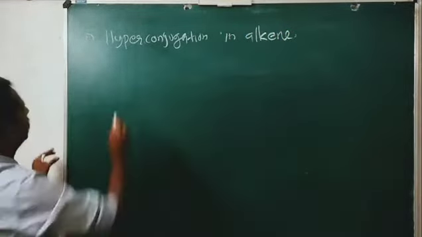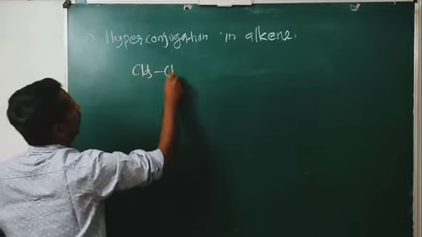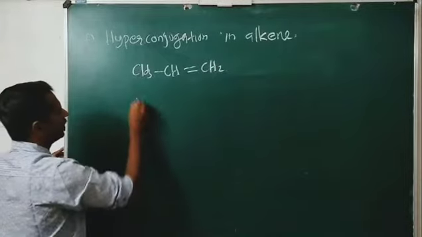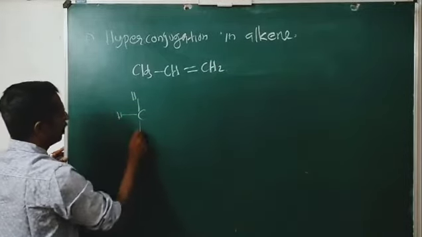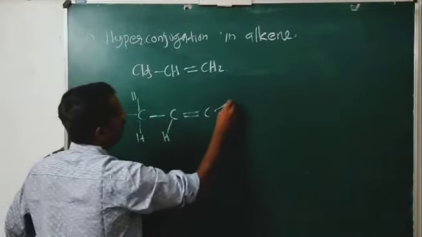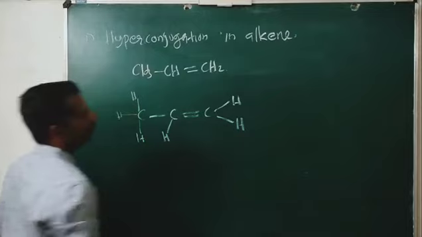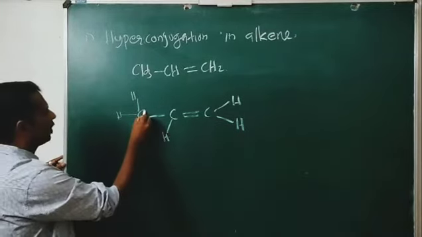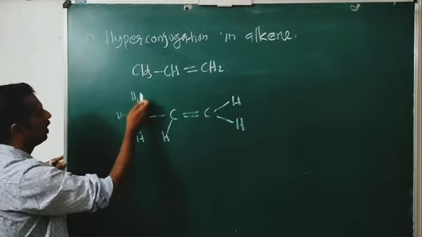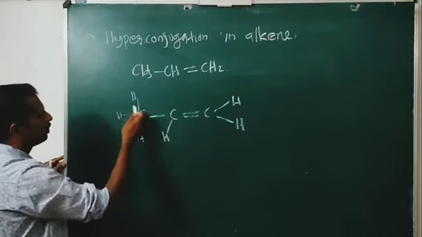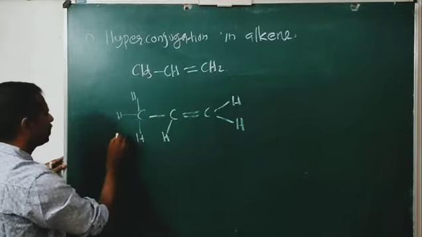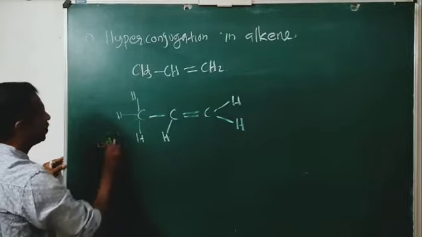Look at the example: CH3, CH, double bond CH2. The actual structure is CH3, CH, double bond CH2. We know that this carbon is in the sp3 hybridized state, because it has only single bonds, a single bonded carbon. This carbon is in the sp3 hybridized state.